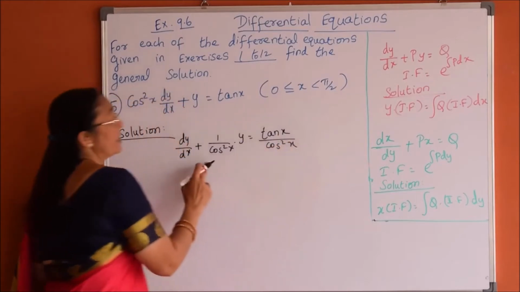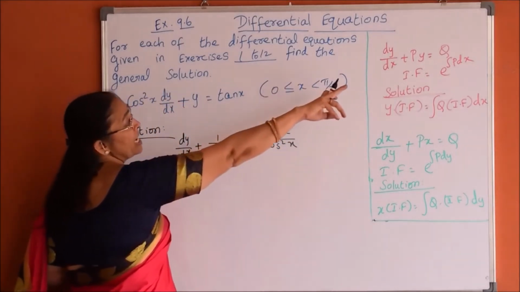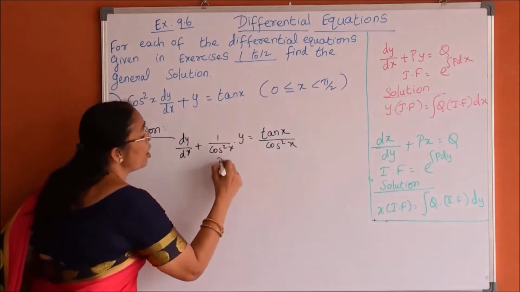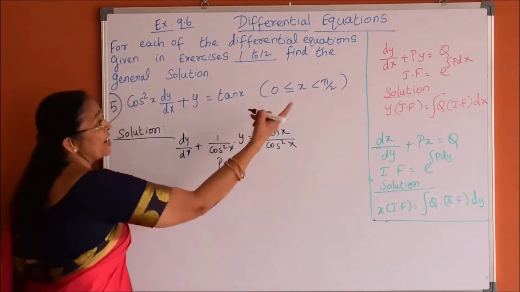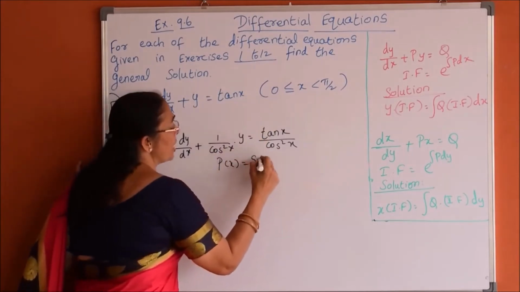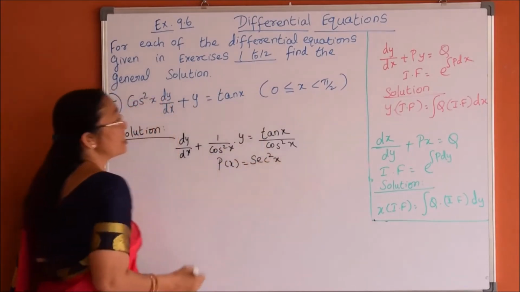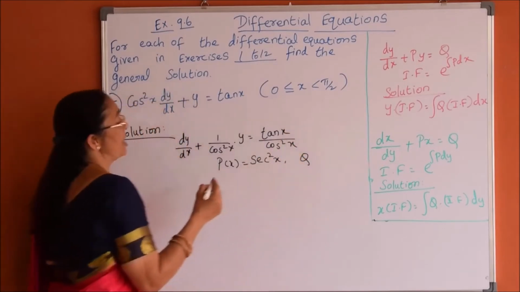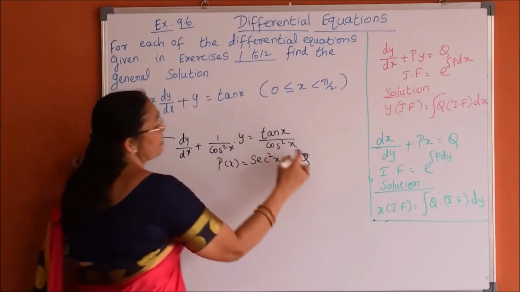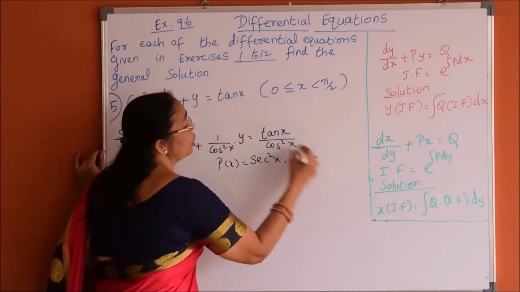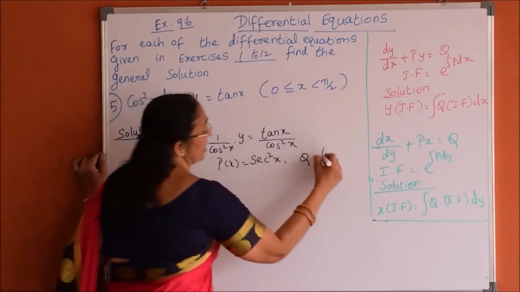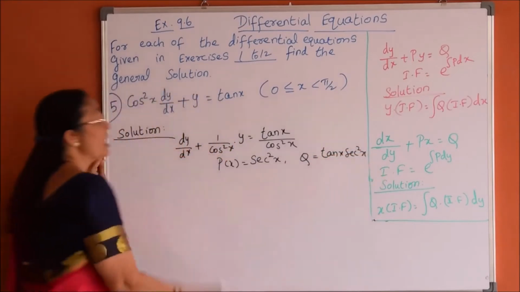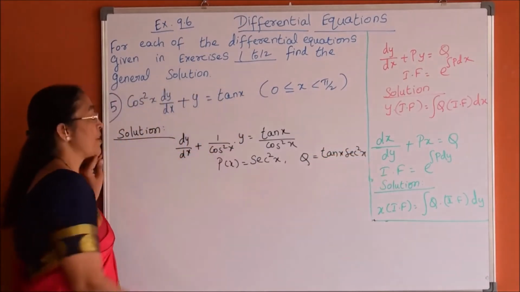Now, we can compare this equation with the first order linear differential equation. While comparing, we can see that p of x is 1 by cos square x, which is secant square x, and the q function is tan x by cos square x. Tan x by cos square x is tan x into 1 by cos square x, which is secant square x. So q is tan x into secant square x. So it is in the first order linear differential equation form.